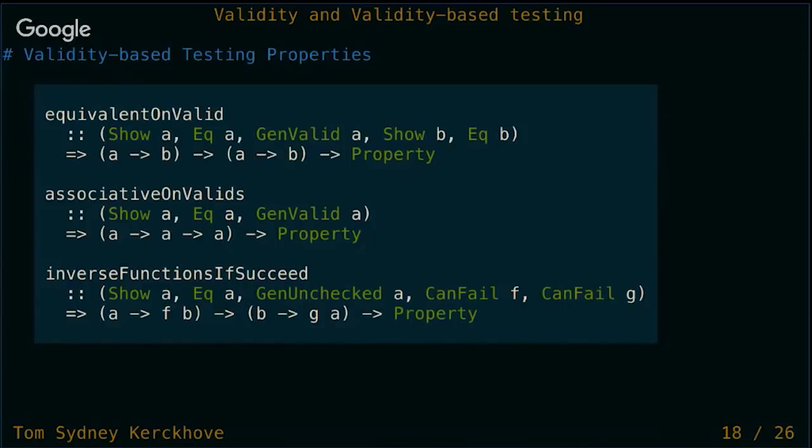There is something similar for associativity. The third one says these are two functions that can both fail. They can both possibly fail in separate, different ways. But whenever they succeed, we want to make sure that if you apply them one after the other, then you get the original argument back. So you can write very, very general testing combinators to make the properties for you instead of having to write all of these properties yourself.